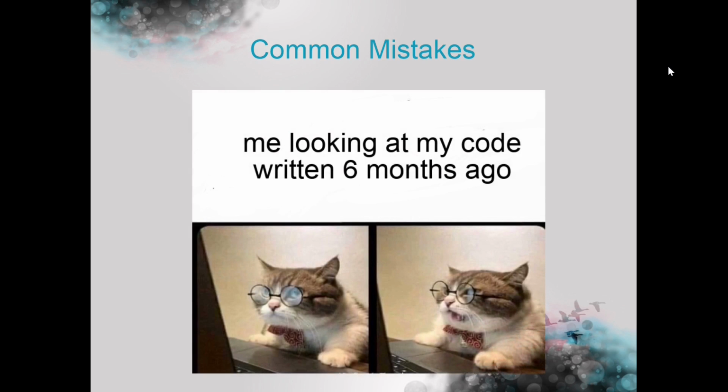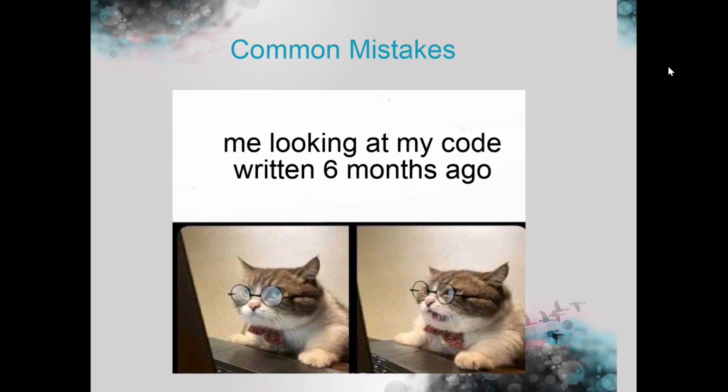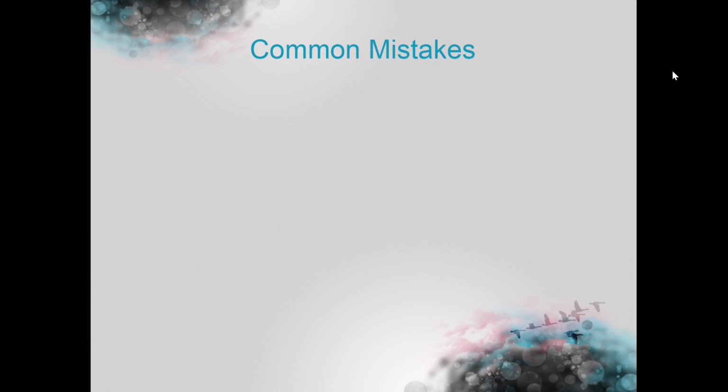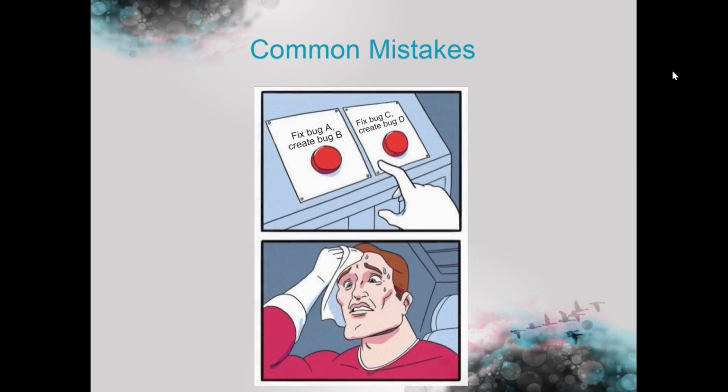Have you ever felt confused after reading your code which was written 6 months ago? If yes, then don't worry. I have the answer for you, but I'm giving it later. The second mistake that most developers make is fixing endless bugs. Have you ever fixed bug A, then it creates bug B, and then when you fix bug C, it also creates another bug D? In this situation, you might feel tired of fixing endless bugs. Again, don't worry, because I have the answer for this too.